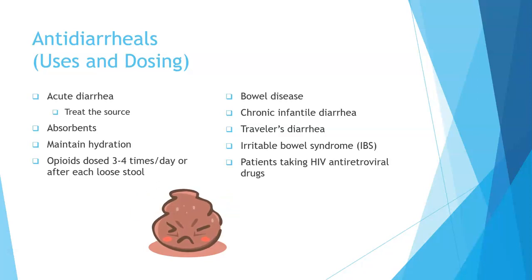For bowel disease, the loperamide is used 4 times a day, and that can be used as an adjunct therapy. For chronic infantile diarrhea, we use the bismuth. For traveler's diarrhea, we use bismuth subsalicylate with each meal and at bedtime to prevent it. So if they develop it, then you use the bismuth subsalicylate every 30 minutes for up to 48 hours with a max of 8 doses. Loperamide is 4 milligrams, then 2 milligrams after every stool.